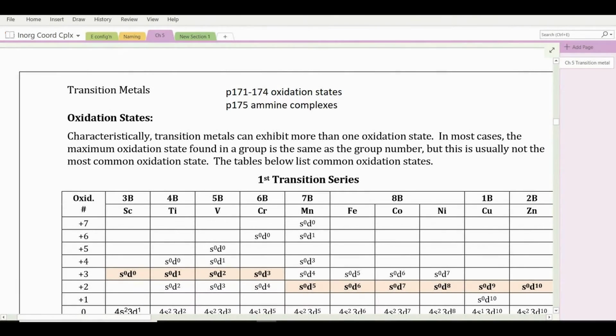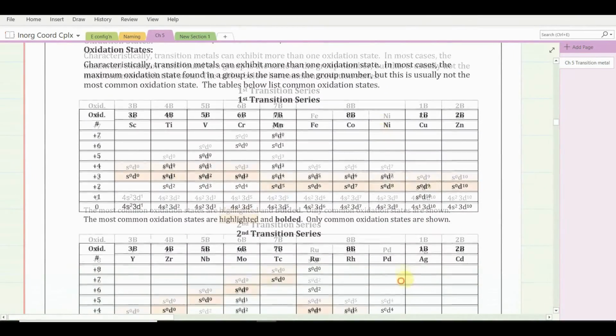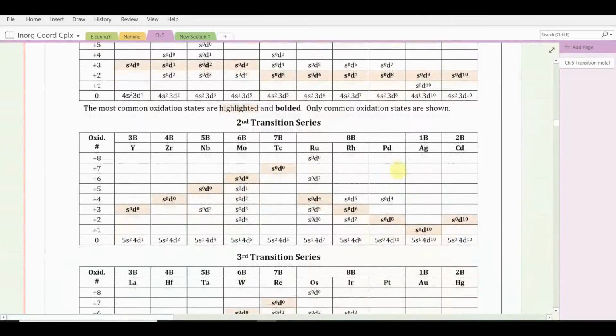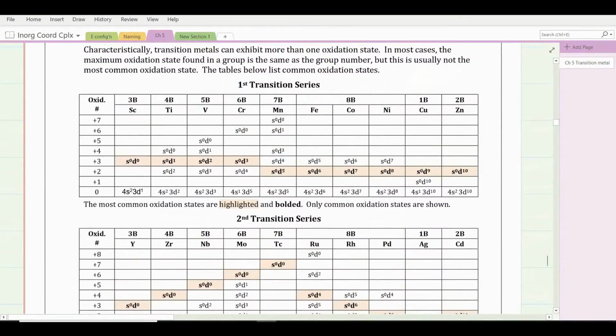This is Inorganic Chemistry, Chapter 5, Transition Metals. In this lesson we're going to look at pages 171 to 174, the oxidation states of transition metals, and page 175, amine complexes of transition metals. So here on page 171 we have the three series of transition metals, first, second, and third, and all of their oxidation states.